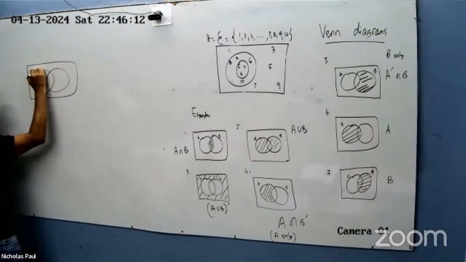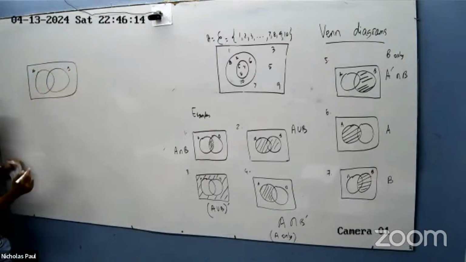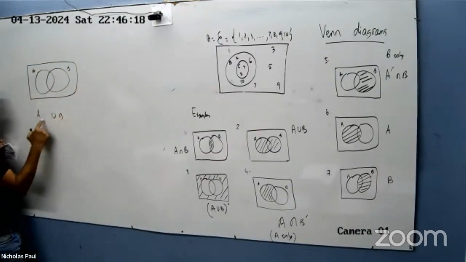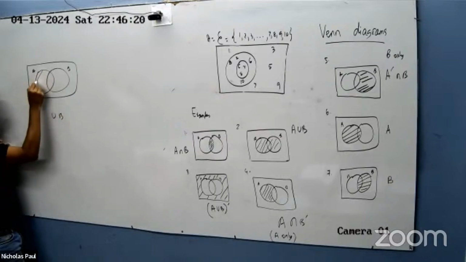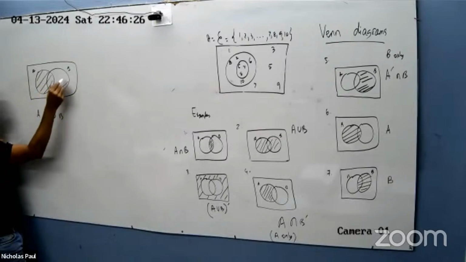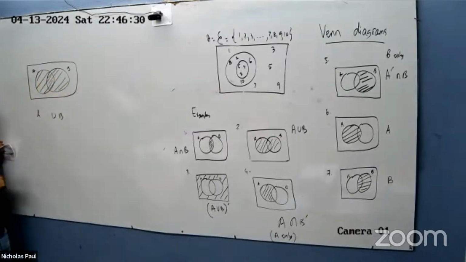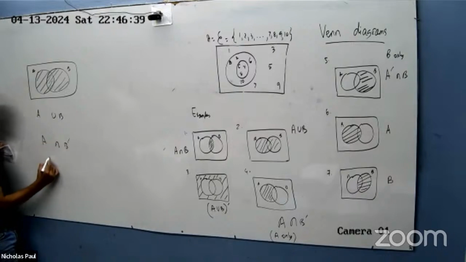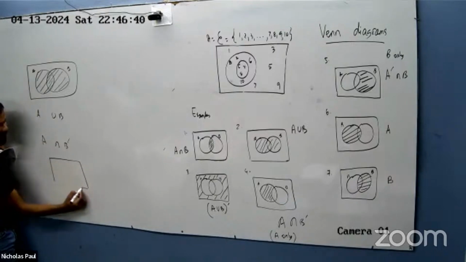The next way to work it out is to start from what is given. So for example, if I say shade A union B, you shade A, and because it's union, shade in the same direction, shade B. So that is A union B. If I say A intersect B complement, you change the directions when you shade, and you're looking for what they have in common.